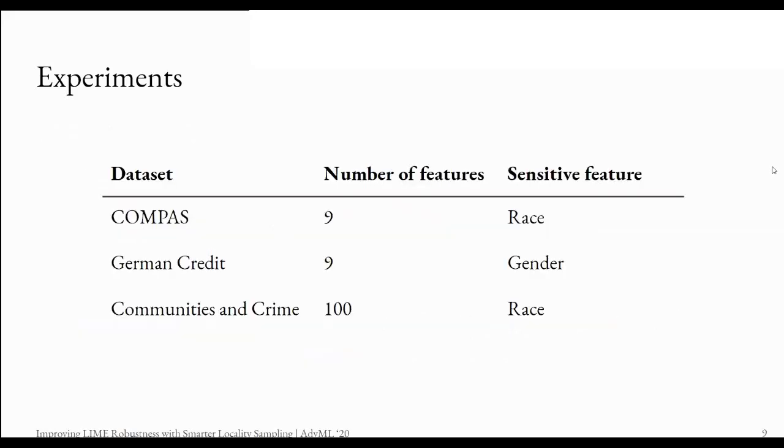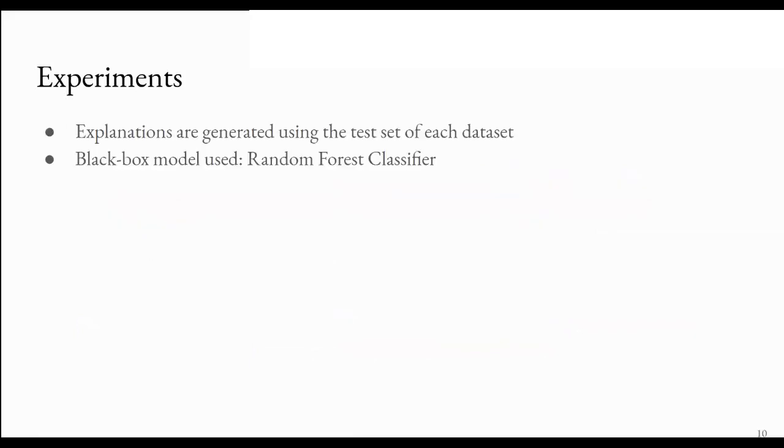Next slide. We measure robustness across the COMPAS recidivism dataset, the German credit dataset, and the communities and crime dataset. The table displays the number of features each dataset has, as well as the sensitive features which is used by the bias model. In each experiment, explanations are generated using the entire test set of each dataset. For the black box model, we use the random forest classifier for all experiments.